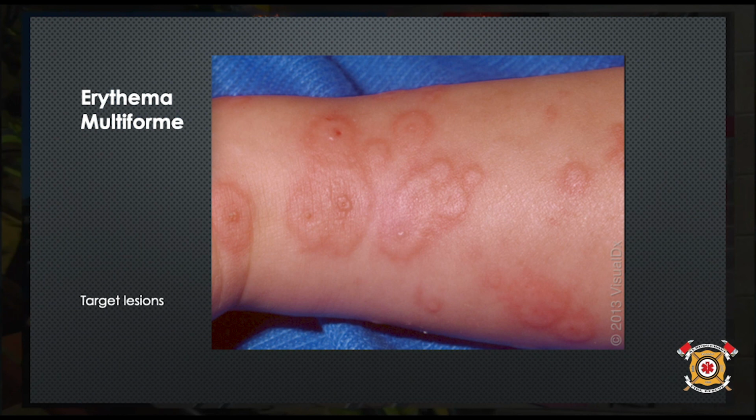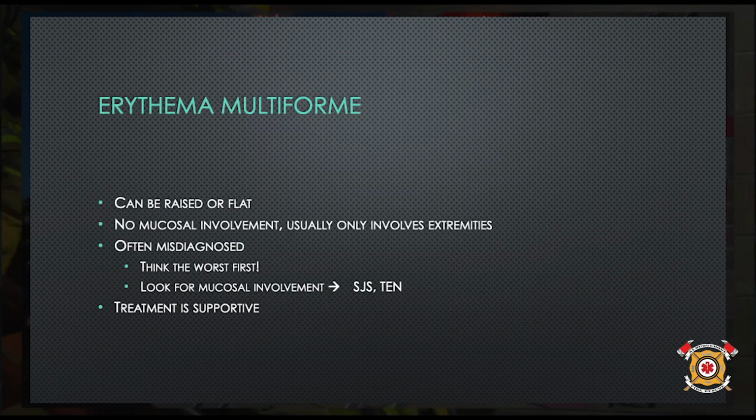Erythema multiforme causes target lesions. It can be red. In the middle, it looks like a target, so a little clearing, small red dot. It can be raised or flat. It's often misdiagnosed because it can be seen with SJS or TEN. However, there's no mucosal involvement. Treatment is also supportive.